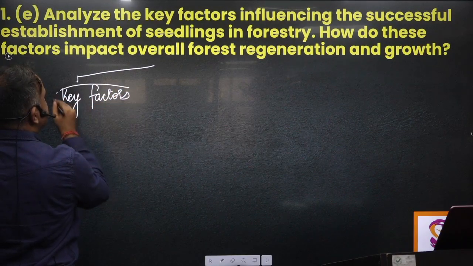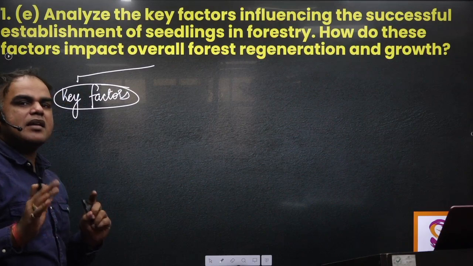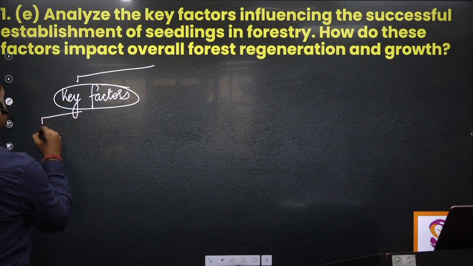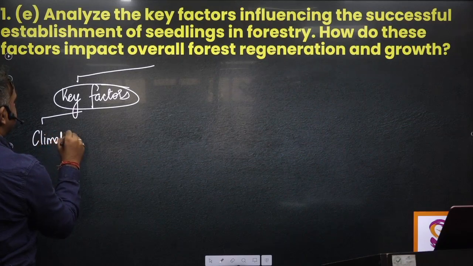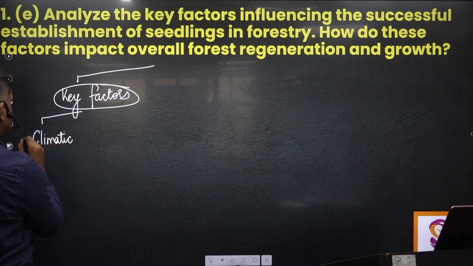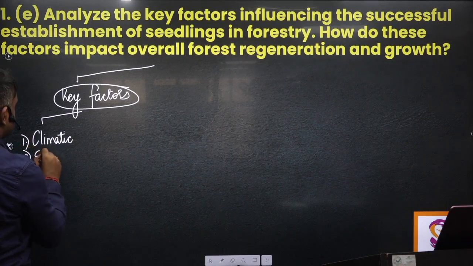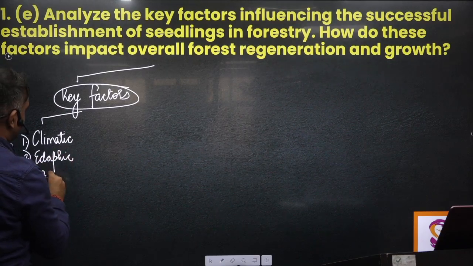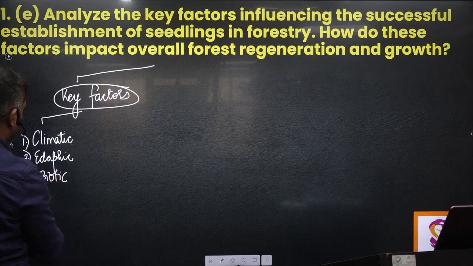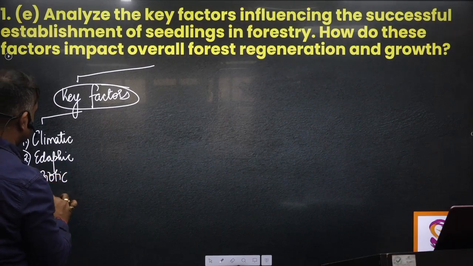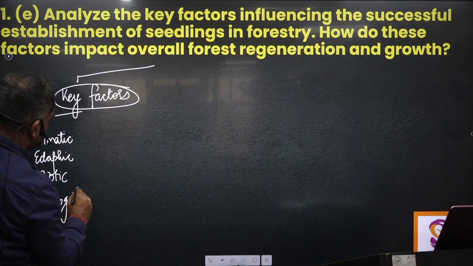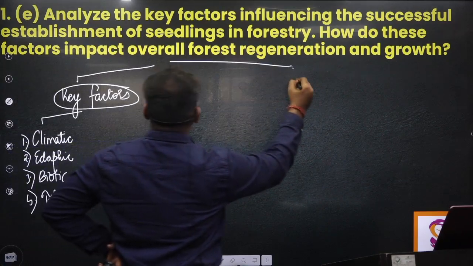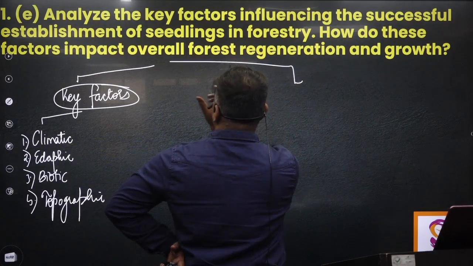Now here there can be many such factors. Whenever you are confused about key factors, you can use climatic, topographic, biotic, edaphic, and then you can add and maneuver some more. Edaphic means soil. In biotic also you can create certain factors here. This is one way to present. I'll tell you another way also. And the second part is how these factors impact.